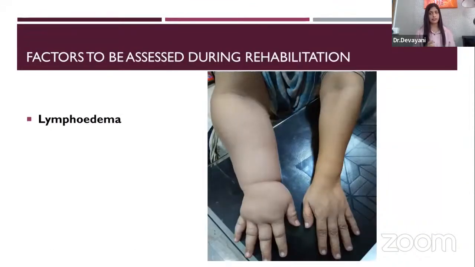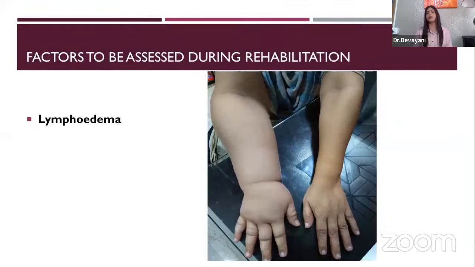Very important, being a physiotherapist, what factors you need to assess before starting the rehabilitation or physiotherapy protocol. Lymphedema. Every female who has undergone a radical mastectomy or lymph node dissection has a high risk of lymphedema, even if it's not visible swelling. Now, in this case, this was my patient. She has a lot of edema here, which is very much visible. Not all edemas are this much visible.